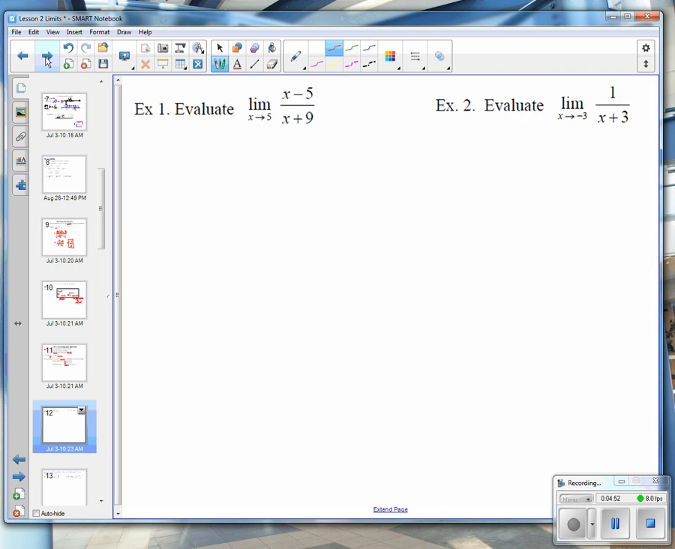So let's look at the first one. Right away, if I plug in 5, the first thing that I always tend to look at is my denominator. If I plug a 5 into there, we actually get a value. So we're good to go. Let's do that. I've got my 5 minus 5 over 5 plus 9. Well, 5 minus 5 is 0. 5 plus 9 is 14.